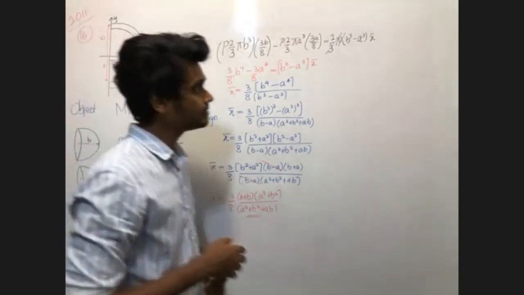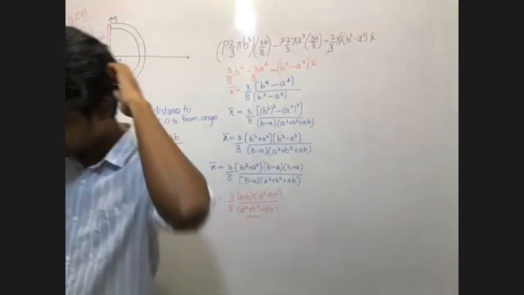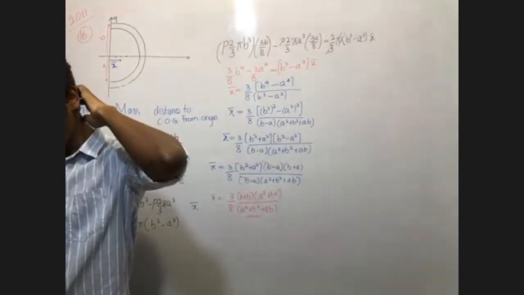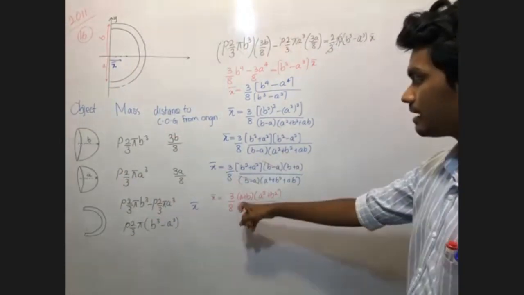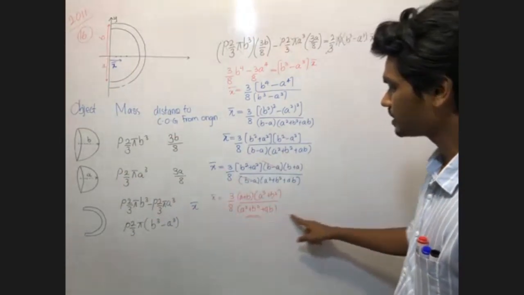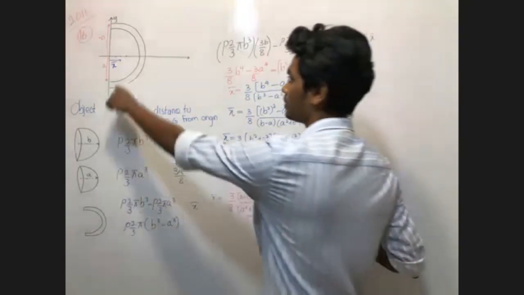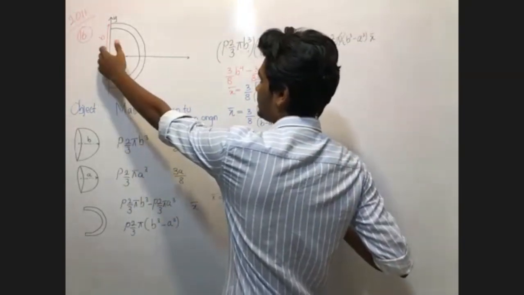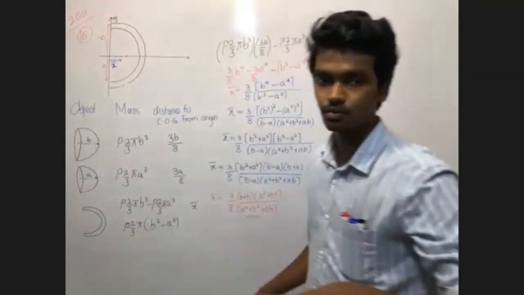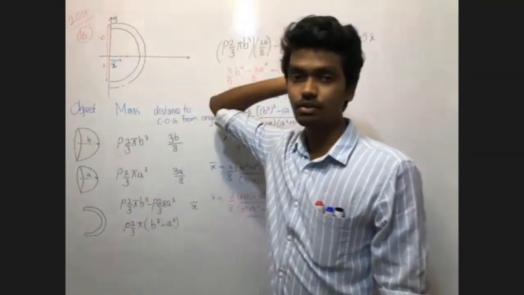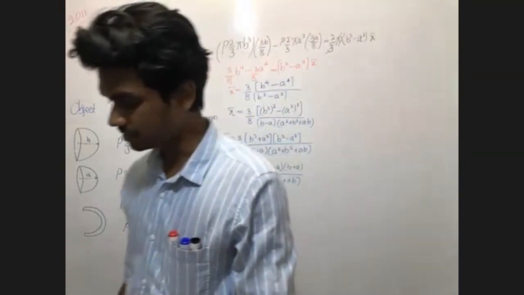Was this the answer? Yes, right. This is what they have asked to show us. So we have obtained the center of gravity from the center to this shell. The center of gravity of this shell is obtained now. From where? From the center of the shell, right? Okay, now let's see what happens.